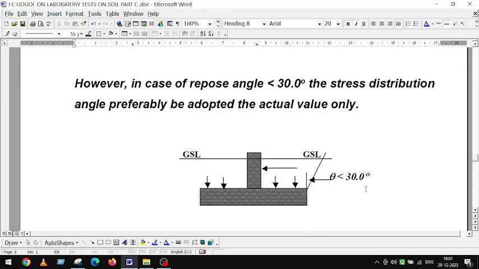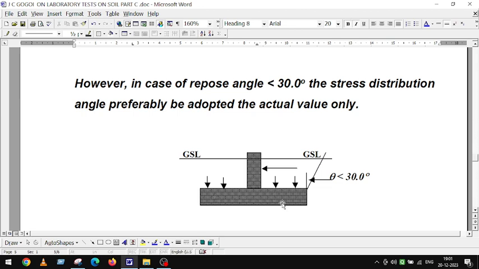You see another. This is our foundation. We are applying uniform pressure throughout the foundation. If there are some horizontal forces applied, what will happen?